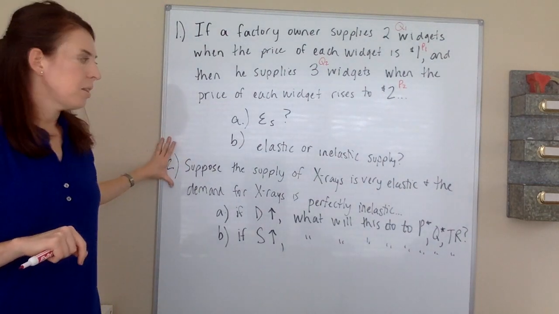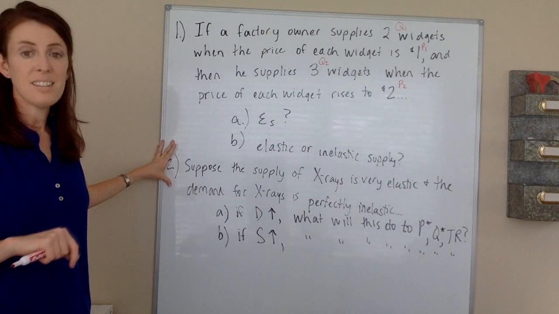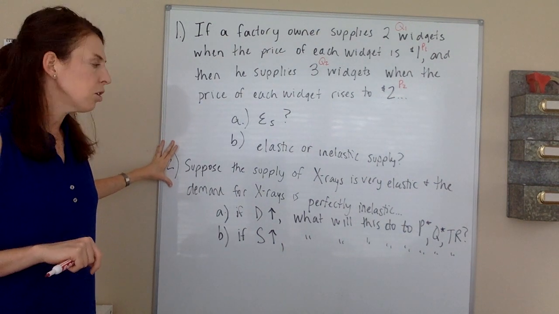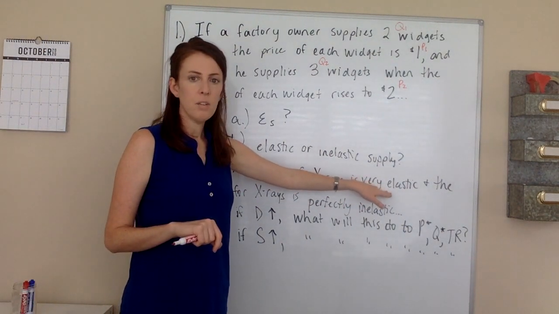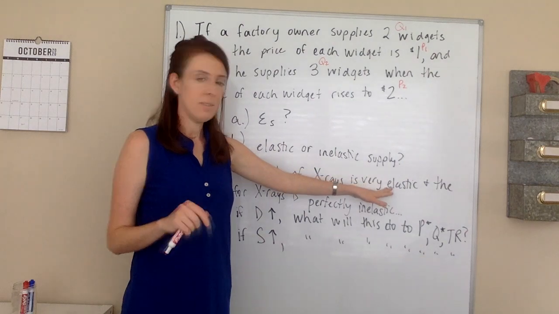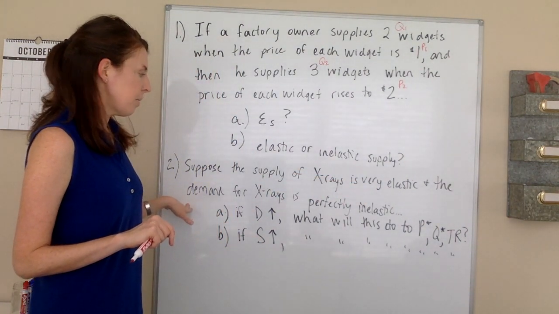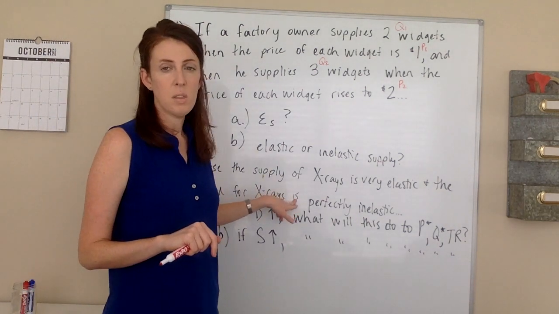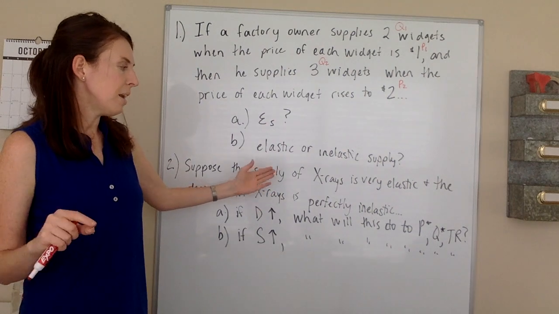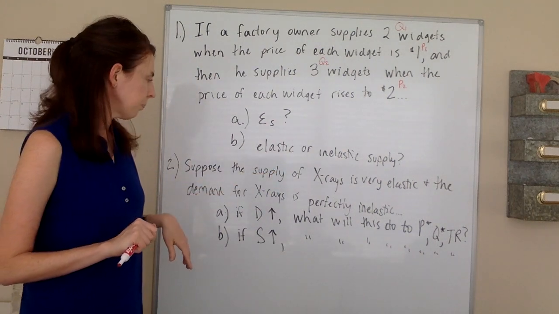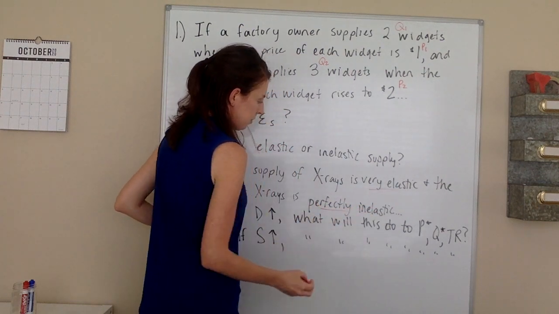Okay, question number 2 is we're going to be thinking about the graph. Suppose the supply of X-rays is very elastic. I'm not giving you a particular number. Just think about what would be true about the slope of the supply curve if supply is elastic, whether it be steep or not steep. And then also suppose the demand for X-rays is perfectly inelastic. So think about what the slope of the demand curve would be if demand is characterized by perfect inelasticity. Okay, so we've got a very elastic supply, a perfectly inelastic demand.